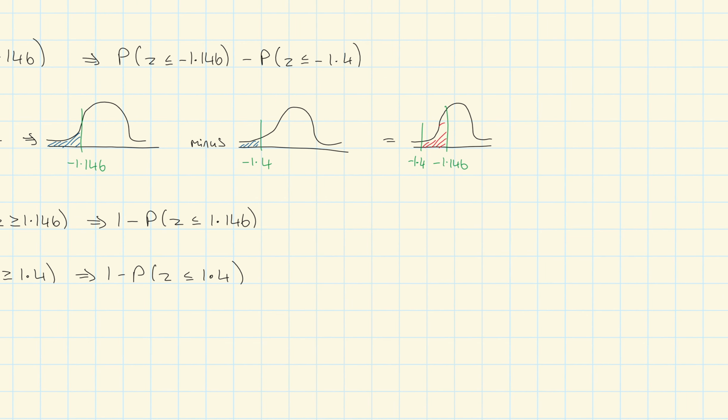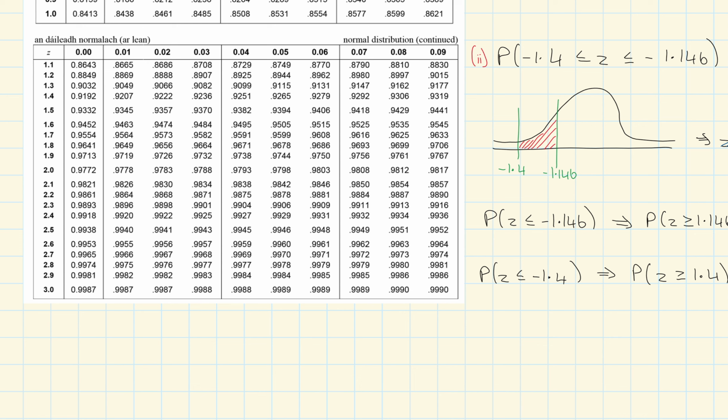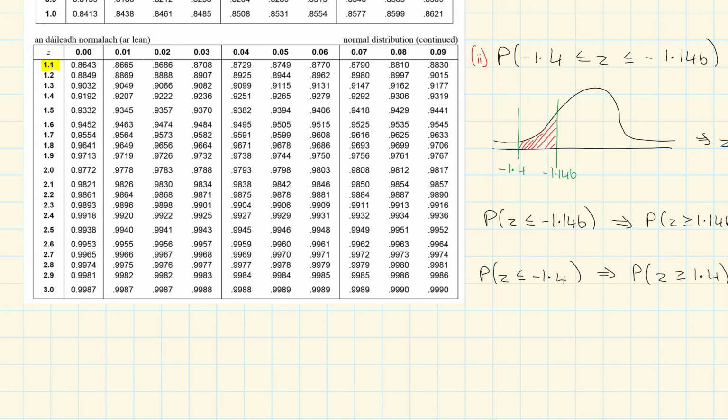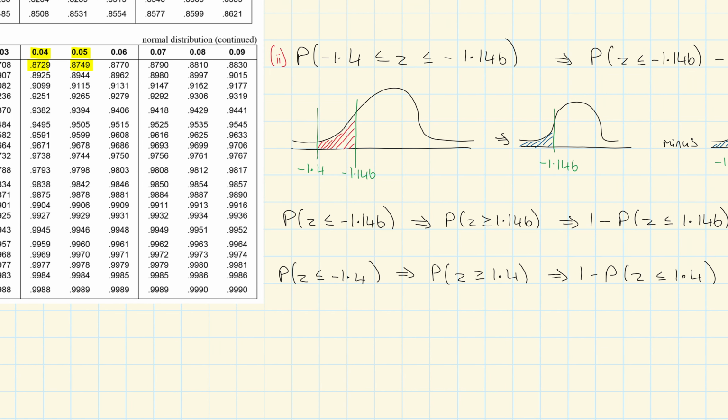Okay, so for this one here, we go to our log tables as normal, 1.146. So we have 1.1. And then if we look here though, we run into a bit of an error. We have 1.14 and 1.15, but 1.146 sits somewhere in between. So what we're going to do is we'll look at both values here and we'll divide by 2 to get the value that sits halfway between. So it's a bit of an approximation, but it's the best workaround to it.